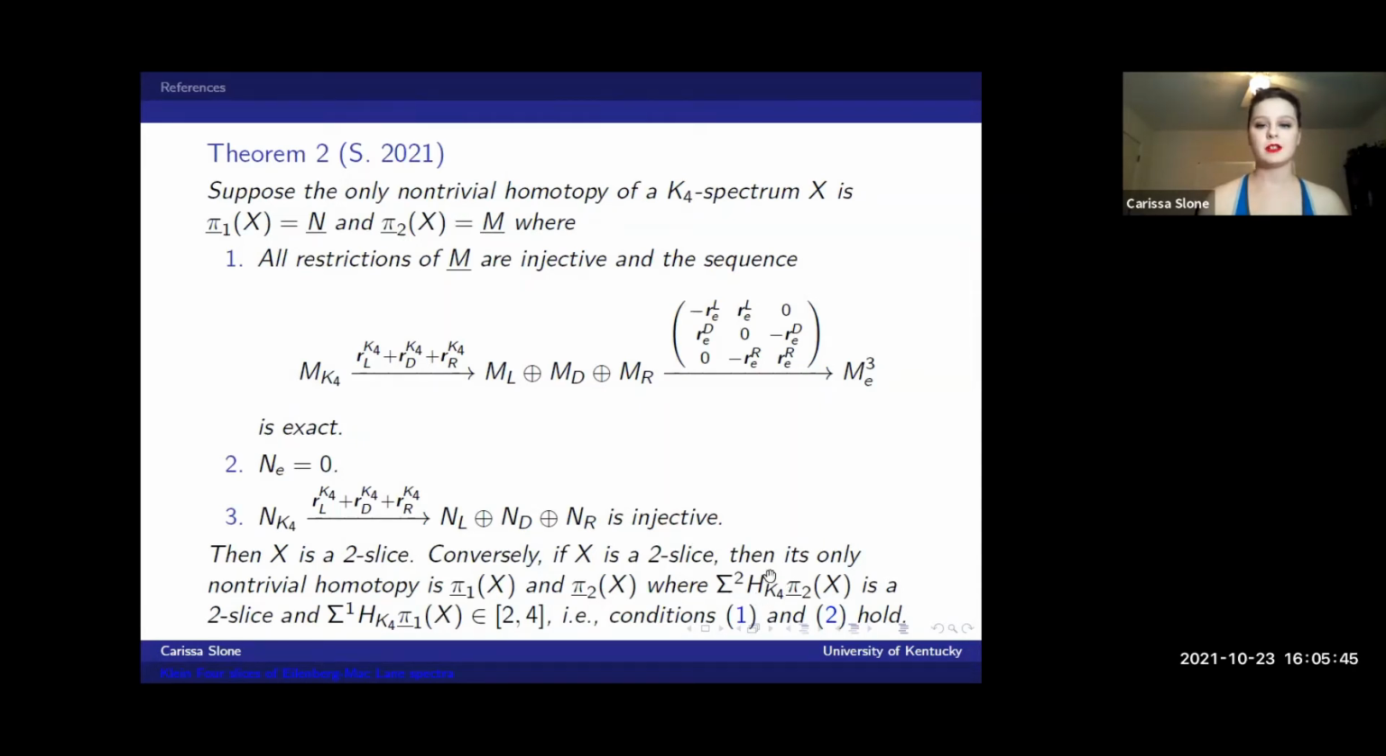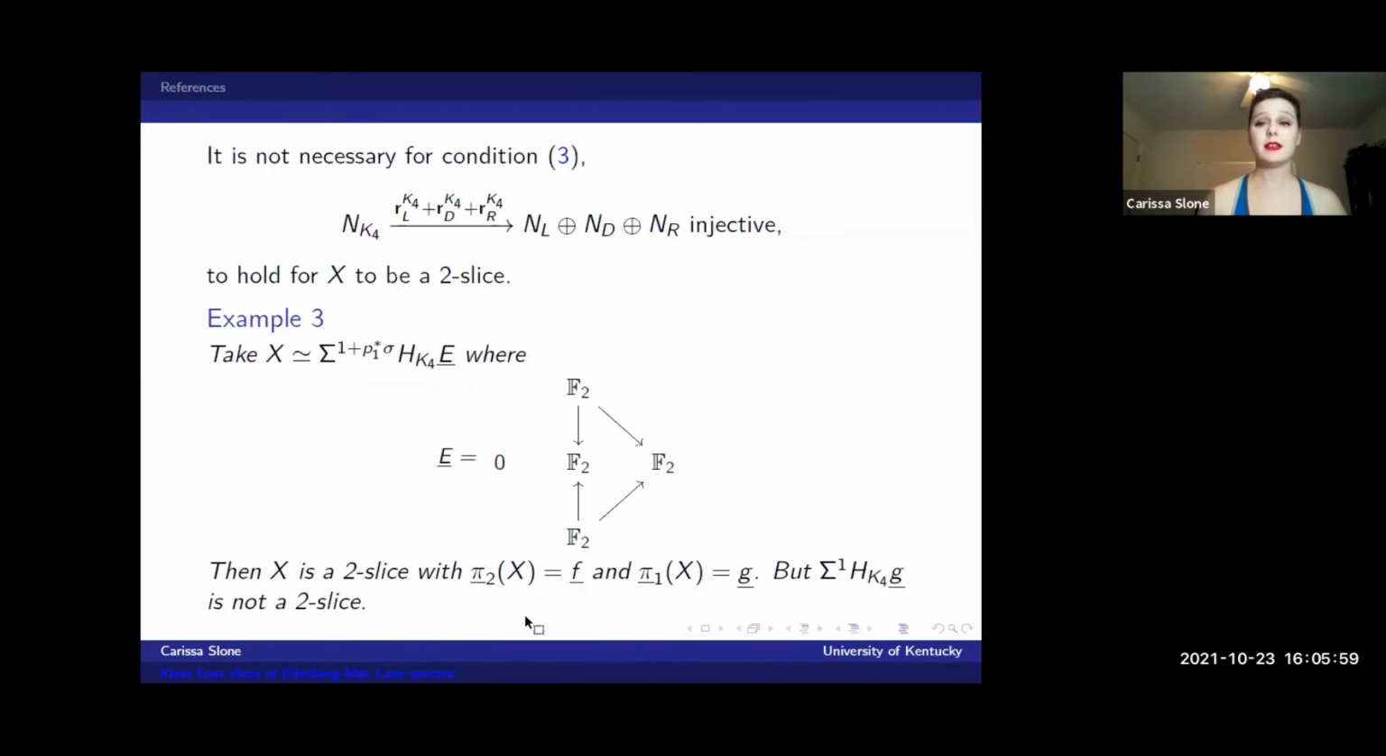The twofold suspension of H pi2 is a 2 slice. And the one-fold suspension of H pi1 is in the interval from 2 to 4, i.e. conditions 1 and 2 hold. It's not necessary for condition 3 to hold for x to be a 2 slice. For example, we'll take x to be this RO(K4)-graded suspension of HE, where E is this Mackey functor. Then x is a 2 slice with pi2 equal to F and pi1 equal to G. But the one-fold suspension of HG is not a 2 slice, it's actually a 4 slice.